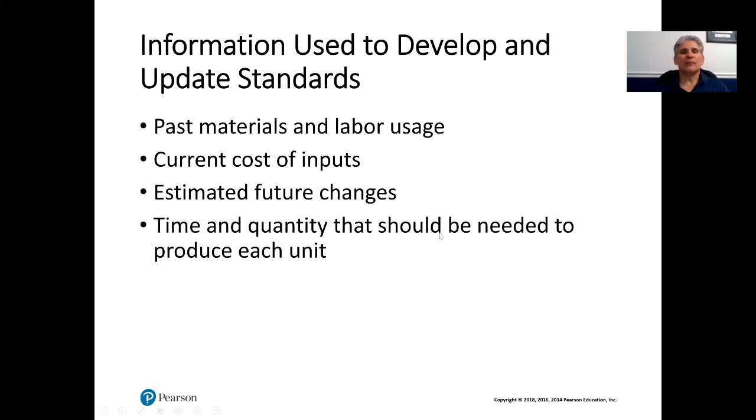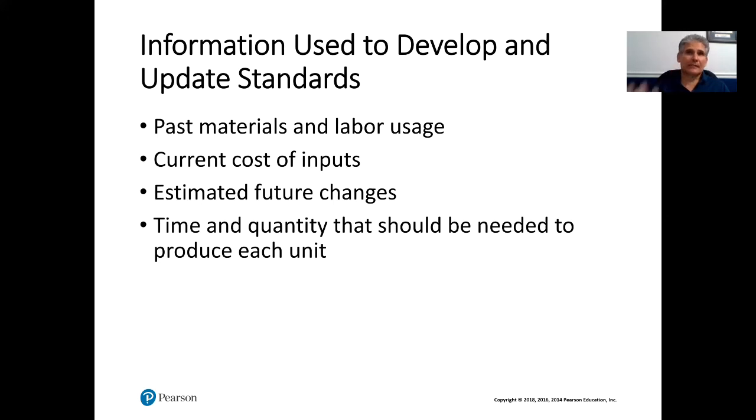Okay, so how do we come up with these standards? We can actually come up with these standards before, during, and after production. We're going to use past material and labor usage, so we'll use information from the past. We use current inputs, so if prices change or if different things are occurring, we're going to adjust our levels of what we've come up with in the past and make adjustments based upon current information.